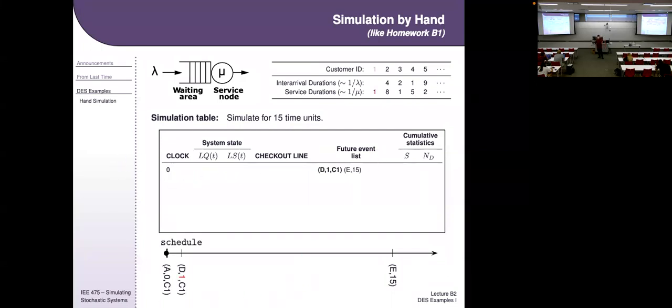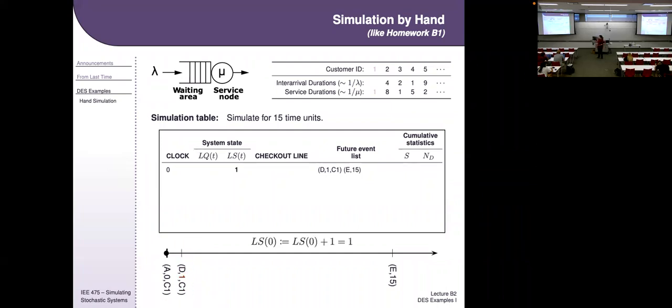So this is an arrival event. The first thing I can do is schedule the departure because I know that customer one goes directly into the server. And if I look up here, the service duration for customer one is only 1 minute, right? So that service duration says I'm going to take time 0, add 1 to it, and I know customer one's going to depart at time 1.